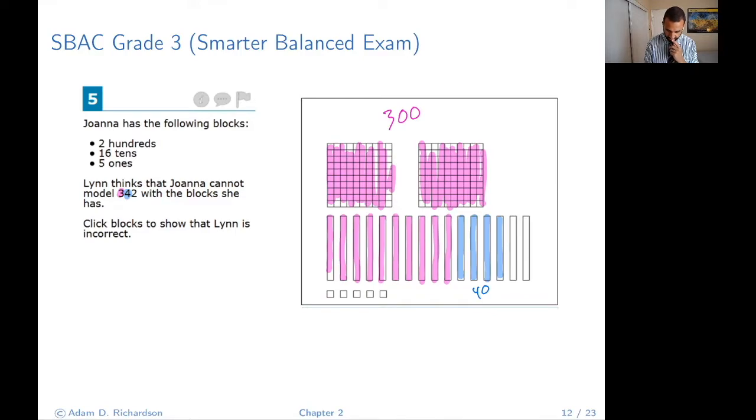So let's see if we can find 2 ones. And we can. Here we go. 1, 2. And that's the quantity 2. There you go. And so altogether we have 342.